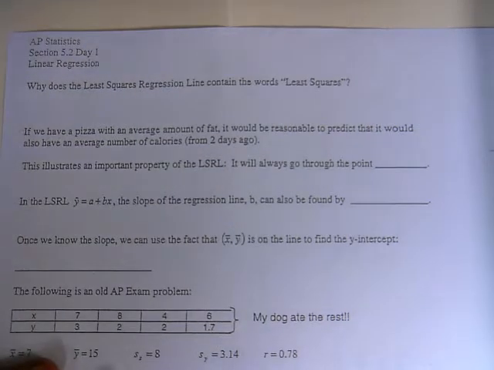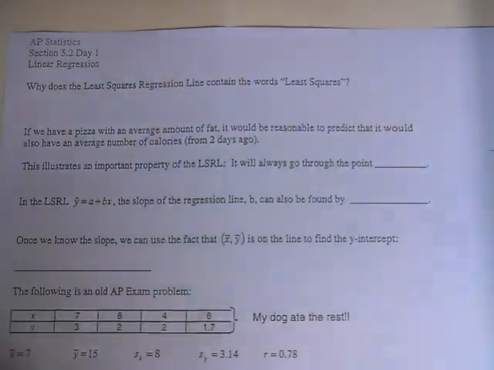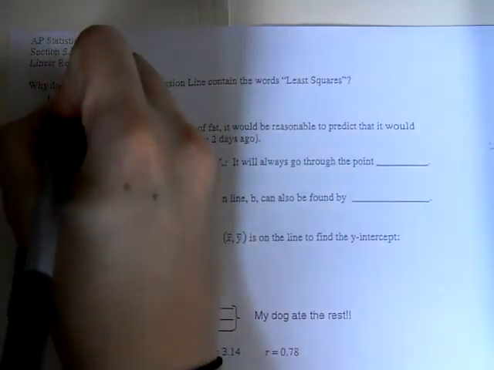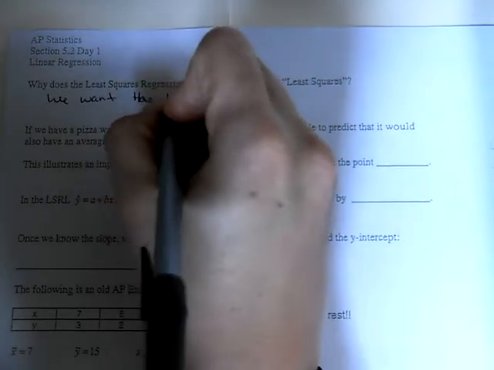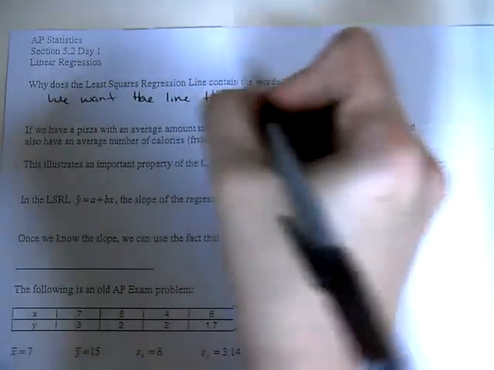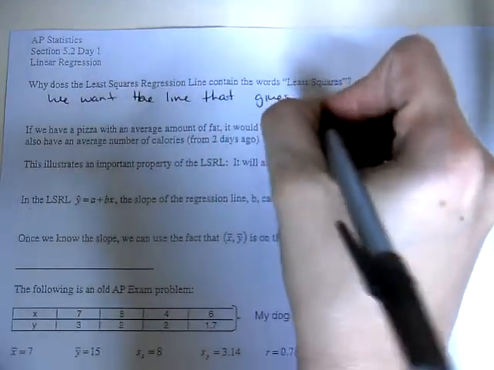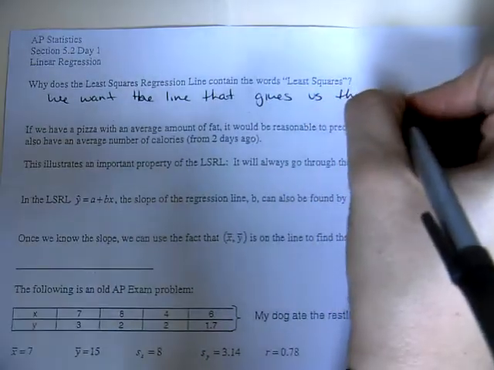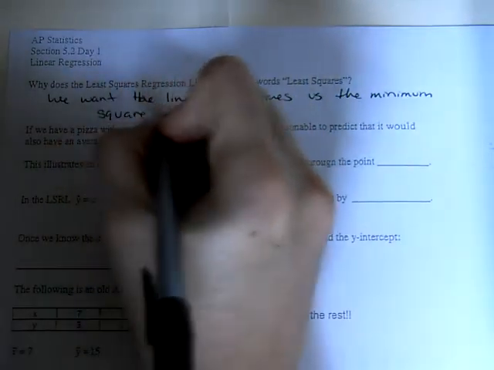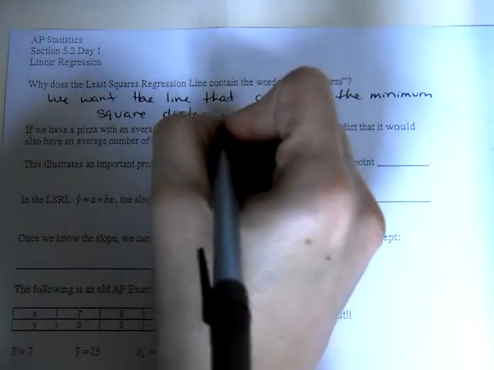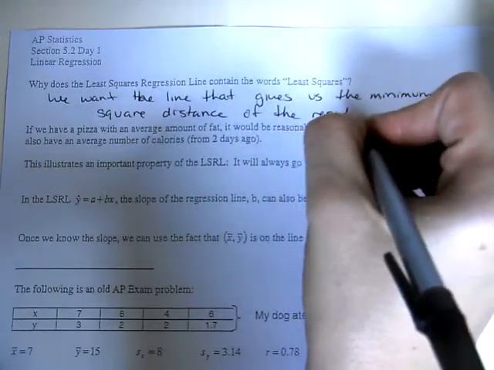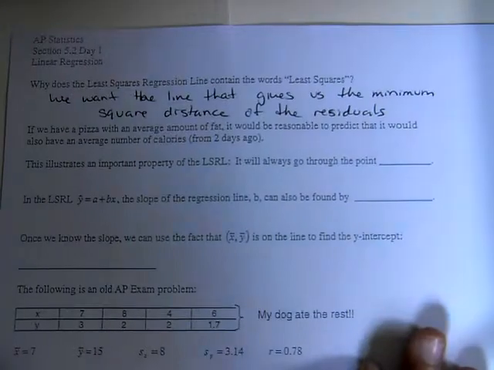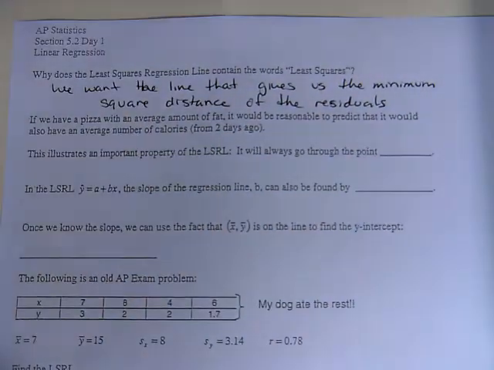So why does the least squares regression line contain the word least squares? Again, the whole point is we want the line that gives us the minimum squared distance of the residuals. So we're trying to make that distance, that residual distance, as small as possible.